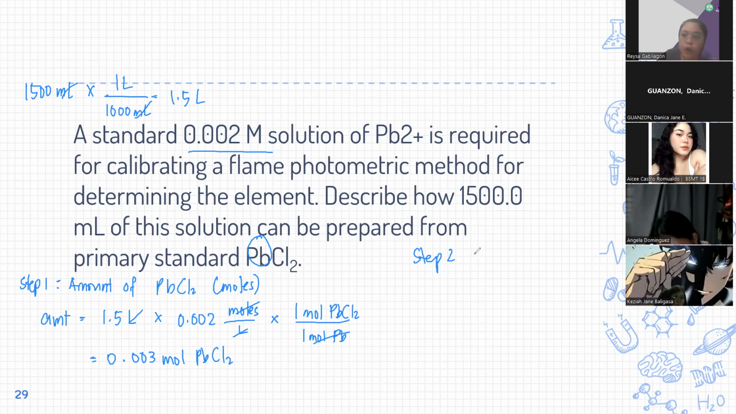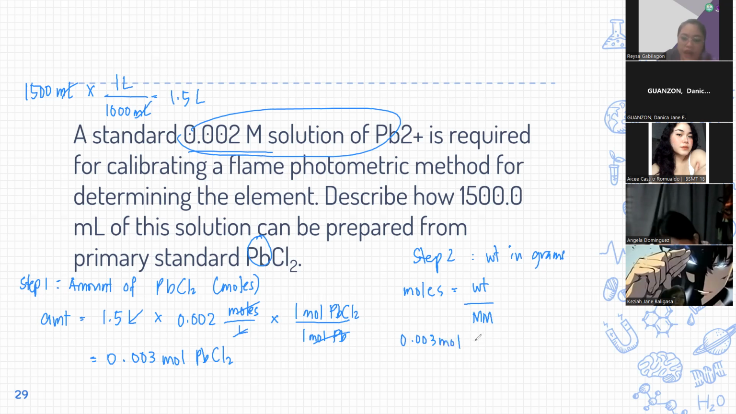And then, let's proceed with the step 2. This time, we are going to compute for the weight in grams na kung gaano karaming gagamitin natin na lead chloride just to achieve this one. So, moles is equal to weight in grams divided by its molar mass. Some moles, that's 0.003. Again, we are looking for the weight in grams. And for the molar mass, Pb and then Cl, 1, 2. What is the atomic weight of lead? 207. Am I right? Yes po, ma'am.